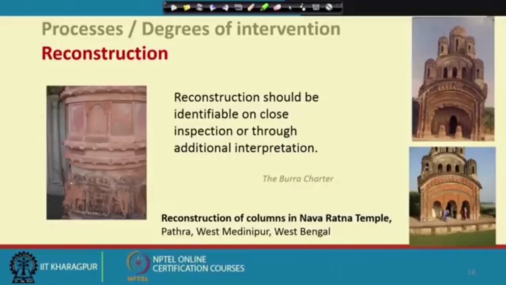This is very important because we are talking about a historical structure, and authenticity and interpretation are very important. People should understand that this is original and this is a reconstructed part. So, a clear message should be given to the viewers.